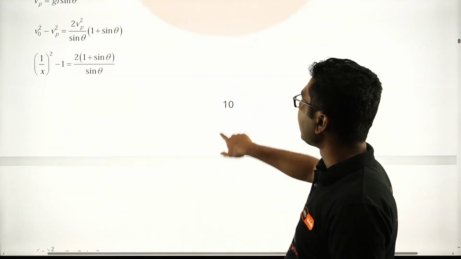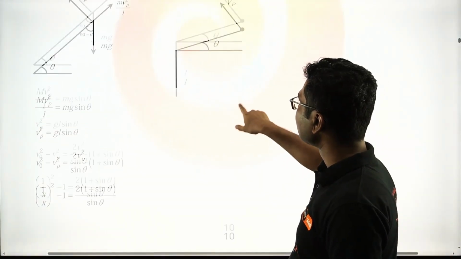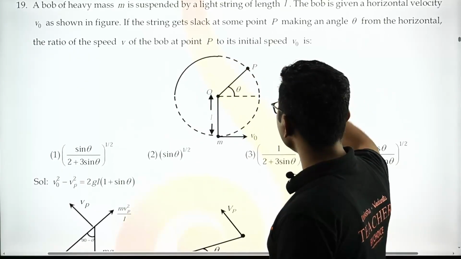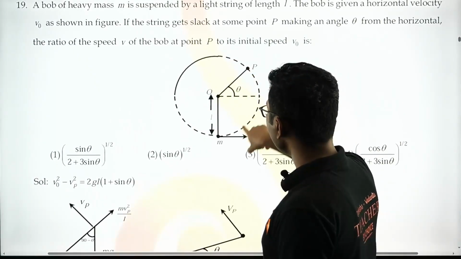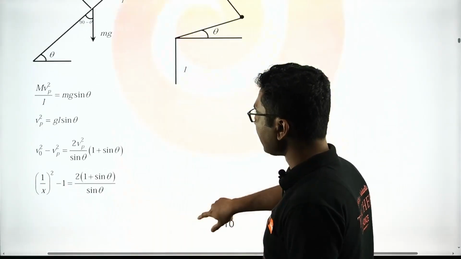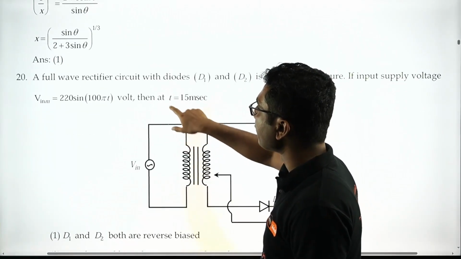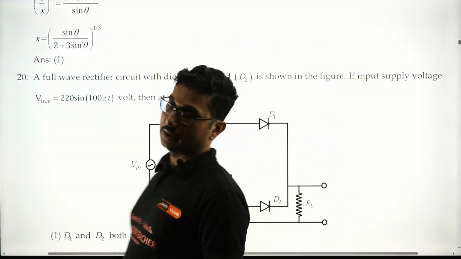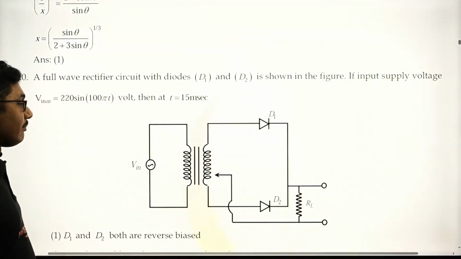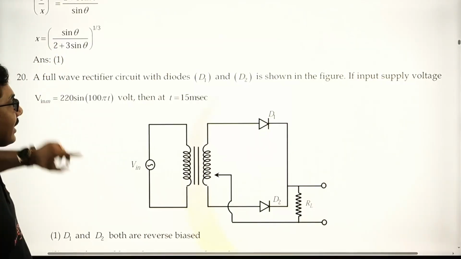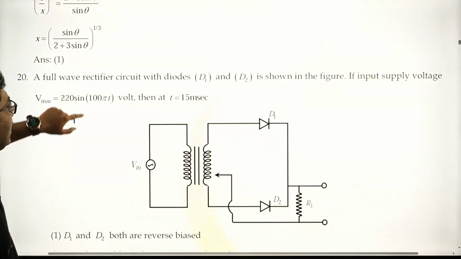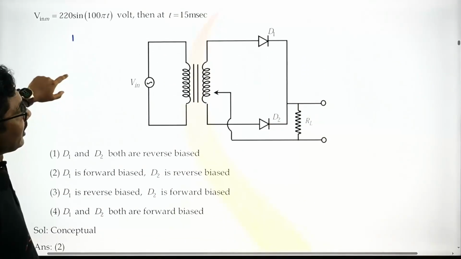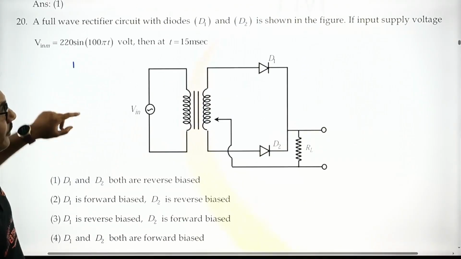Okay, so if you calculate the value of x, the ratio of the speed v at point P and the initial speed v0, it is given by x, and that value is (sine theta by 2 plus 3 sine theta) to the power 1/3. Tricky question. As I said, this question never came in NEET before. We have seen questions on vertical circle, but not this kind of question.